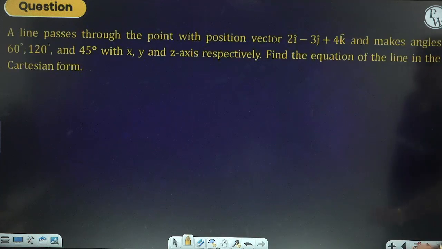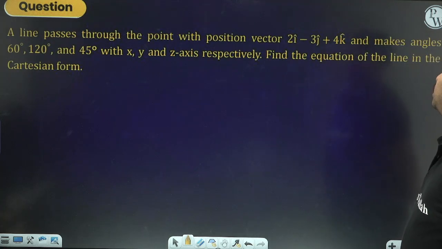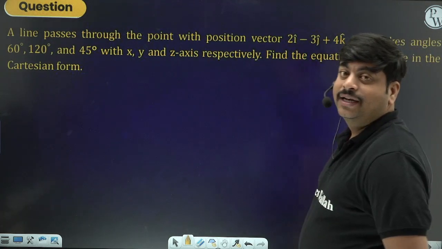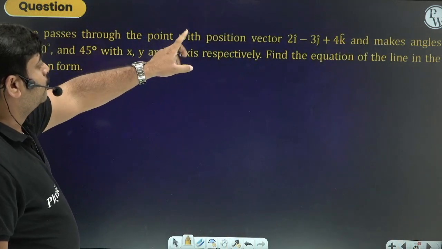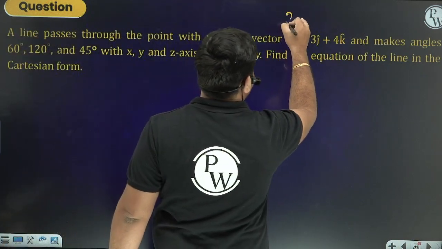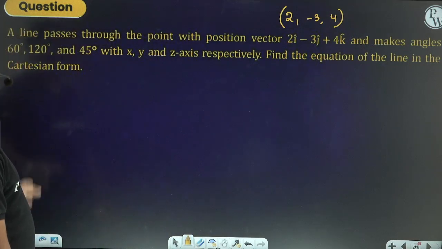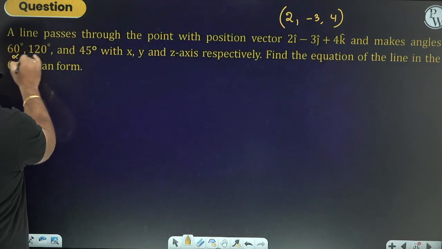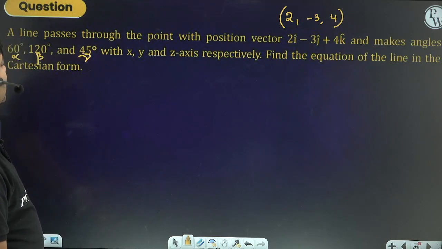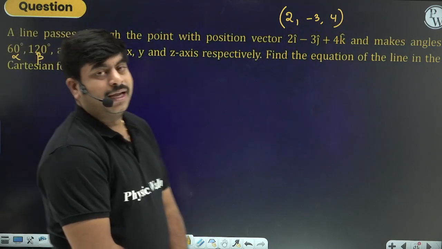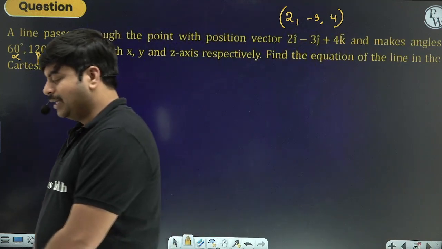Next one. A line passes through the point with position vector 2i minus 3j plus 4k and makes angles 60, 120, 45, linked with 3D geometry. The line passes through the point with position vector, which means the point itself is 2, minus 3, 4. And it makes angles 60, 120, 45. That means this is alpha, this is beta and this is gamma. Find the equation of the line in Cartesian form. So, we have a point and its directional cosines. What will be the equation for this? Tell me how to write the equation for this.